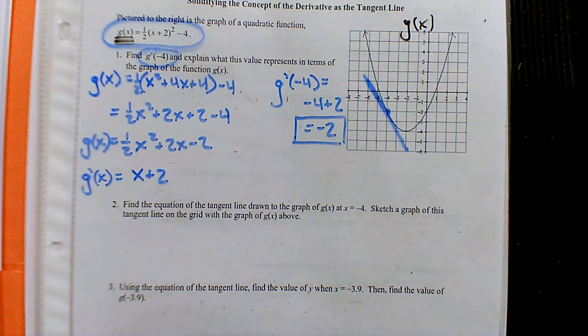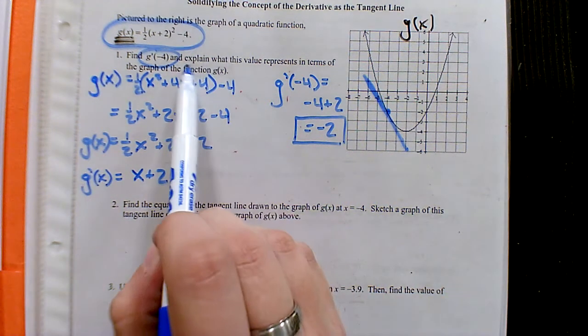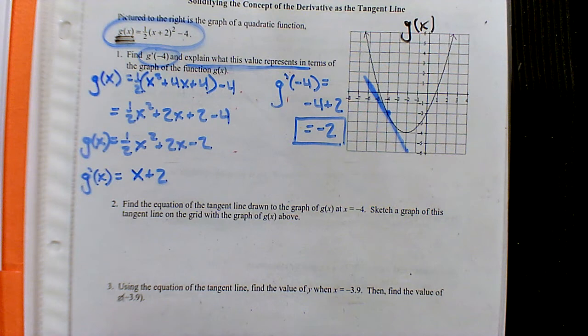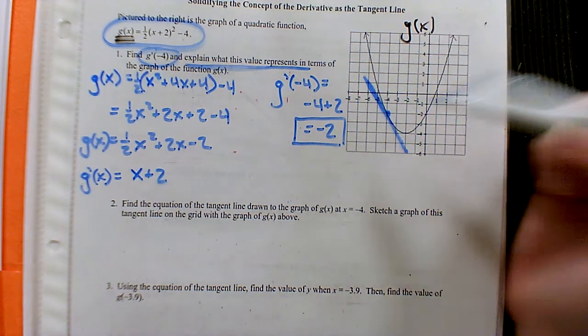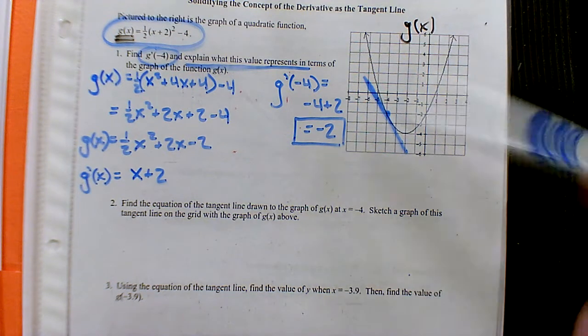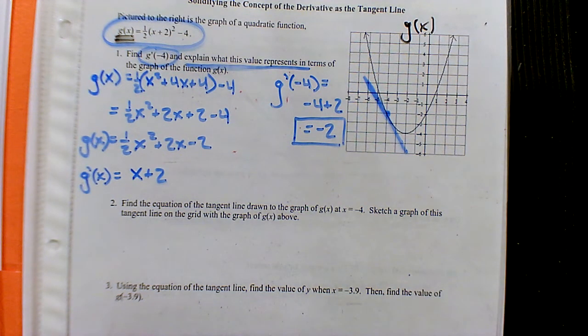So that's the value, the number answer for g prime of -4. They also want us to explain what this number of -2 represents in terms of the graph of g of x. So where is this -2 idea showing up on the graph? Can we justify it or explain it?